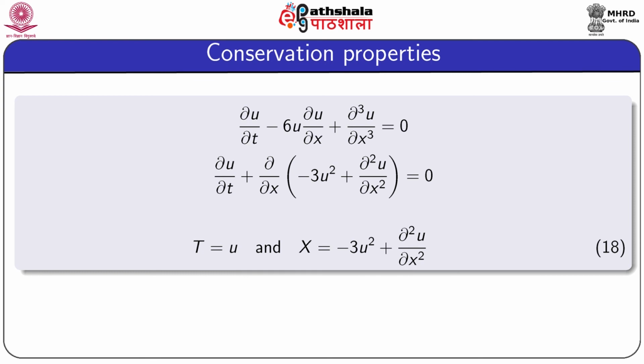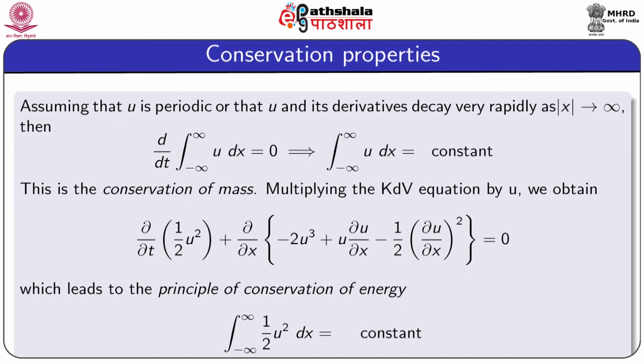Now, if we integrate this equation with respect to x over the interval minus infinity to plus infinity, that means over the whole real axis, we get d/dt of the integral of u dx equals 0, or the integral of u dx equals constant. So, the integral on the left hand side represents the total mass of the system. Therefore, this integral of motion represents the conservation of mass.